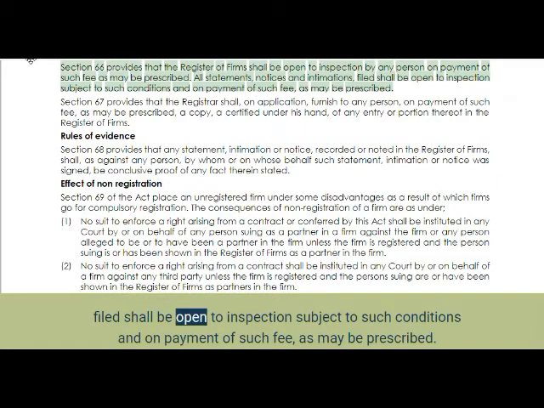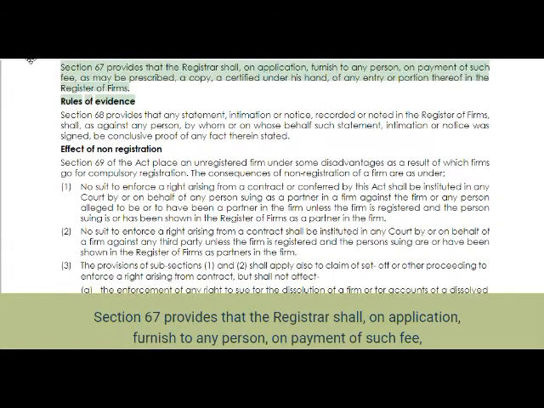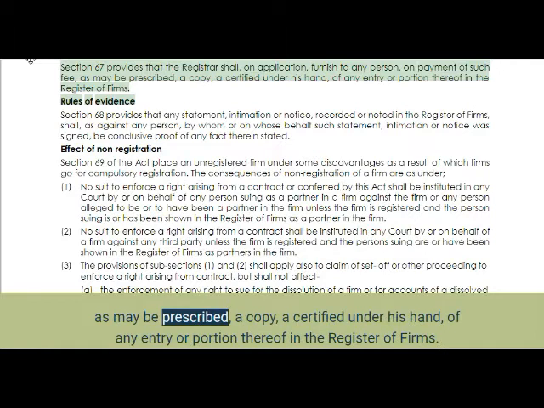Treatment of assets and liabilities not taken by the new firm: if assets and liabilities are not taken by the new firm, then these items will be transferred to the capital accounts of the partners of the old firm and these accounts are closed. The firm, reconstituted by any of the above methods, is required to be registered with the registrar of firms.